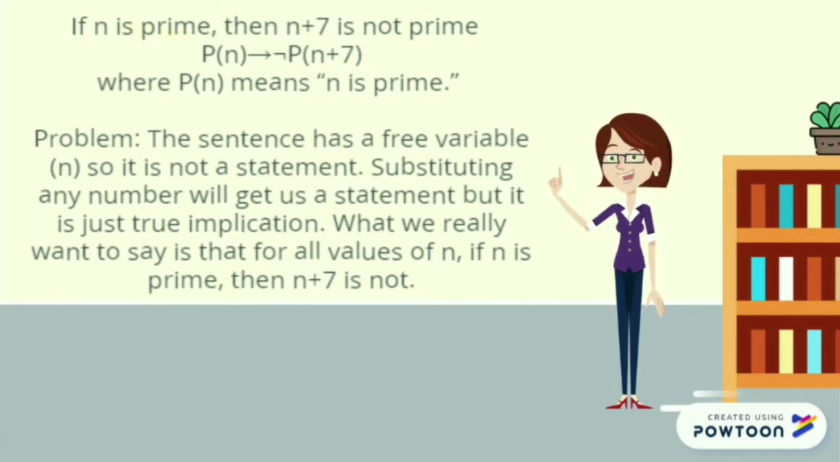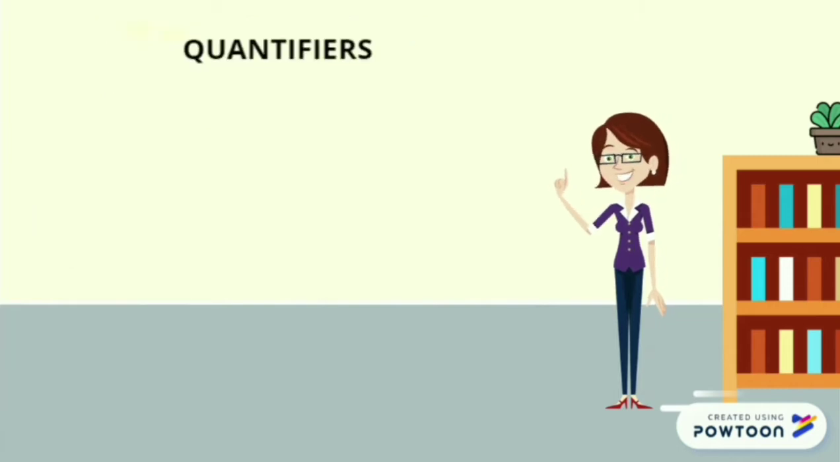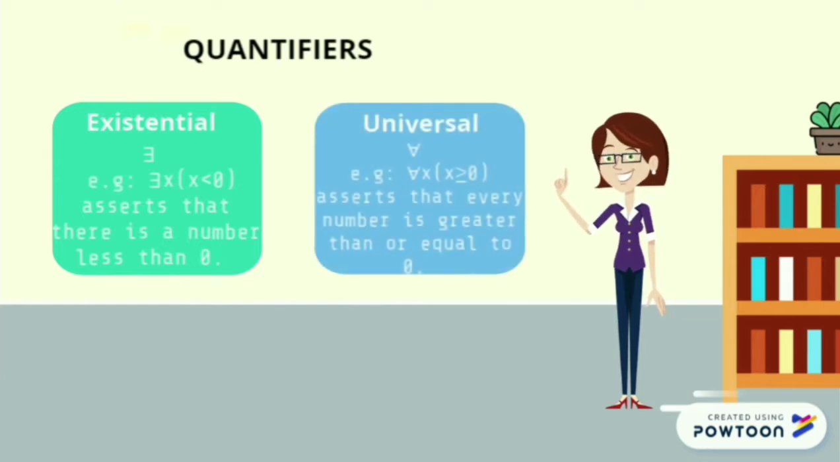Although there are many types of quantifiers in English, for example, many, few, most, etc., in mathematics we, for the most part, stick to two: existential and universal. The existential quantifier is this and is read there exists, or there is. For example, there exists x where x is smaller than 0 asserts that there is a number less than 0. The universal quantifier is this and is read for all or every. For example, for every x where x is bigger than or equal to 0 asserts that every number is greater than or equal to 0.